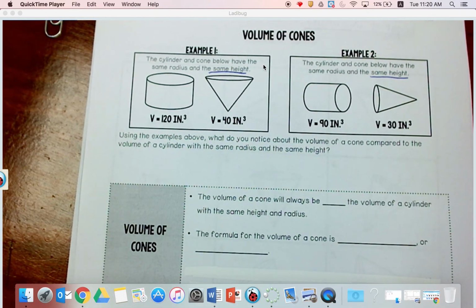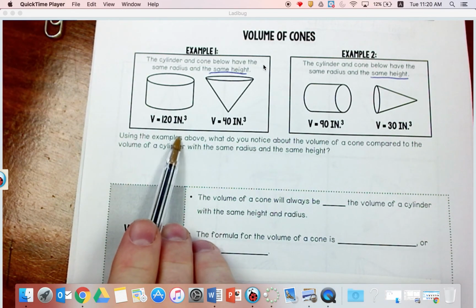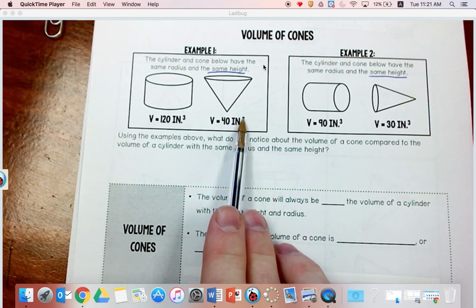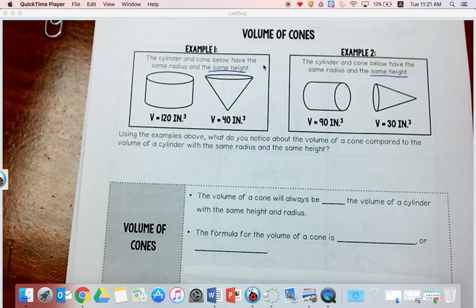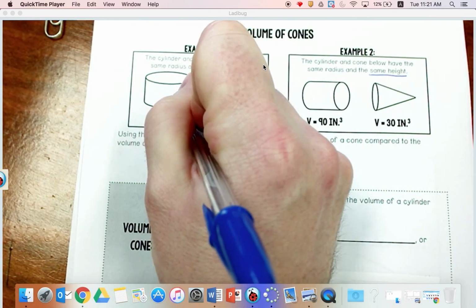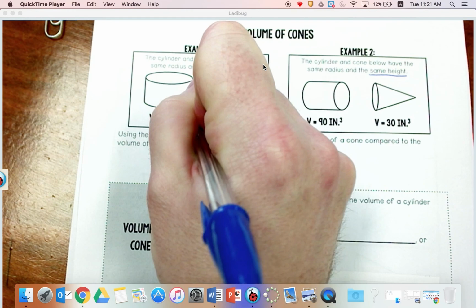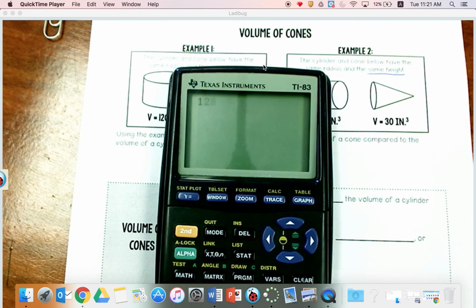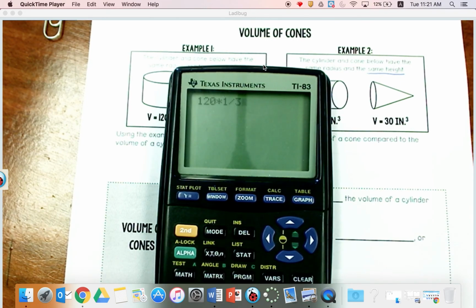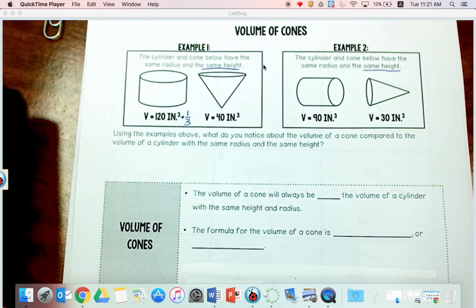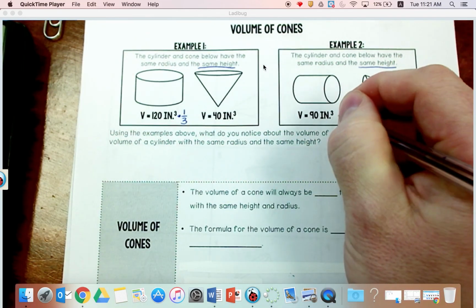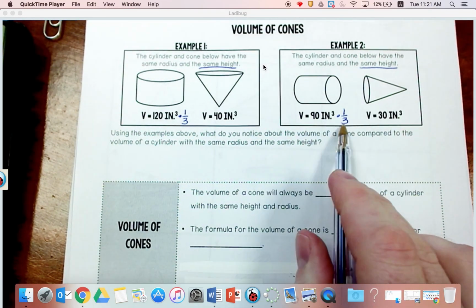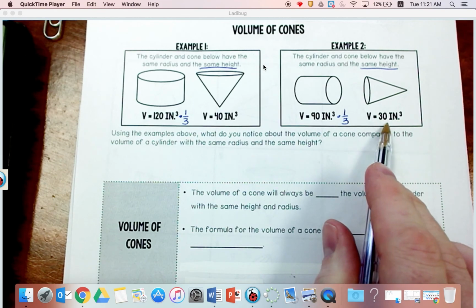So basically they had the same height, and you can see that the volume of this cylinder is 120 inches cubed and the volume of this cone is 40 inches cubed. So you can see by what they said that if I took this and divided it by 3, or multiplied that by 1/3, 120 times 1/3, you end up getting 40 in this case. Same thing in this one. If I were to multiply this by 1/3 or divide by 3, 90 times 1/3 or 90 divided by 3 would also give me 30.